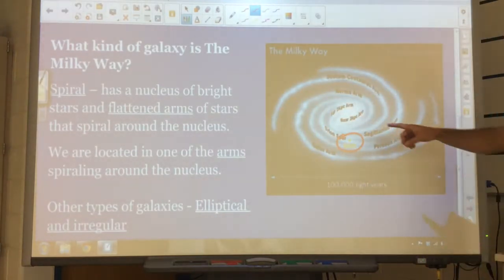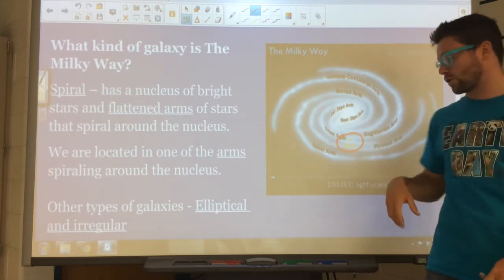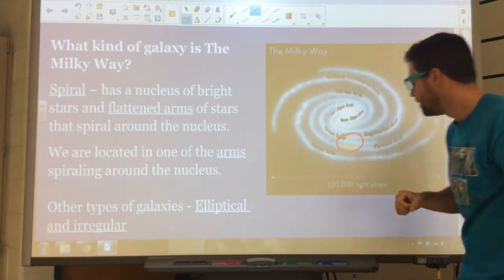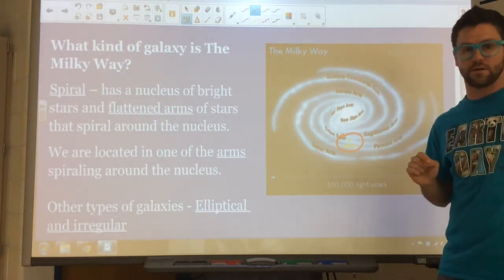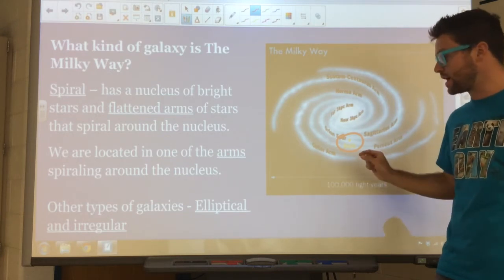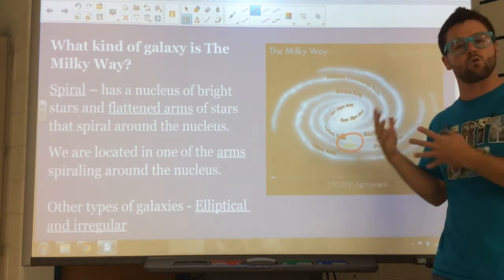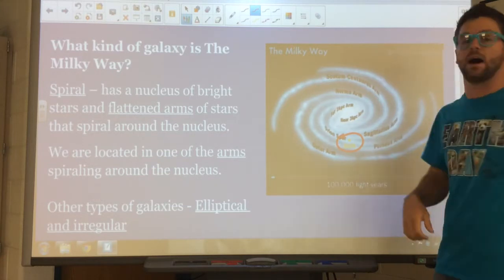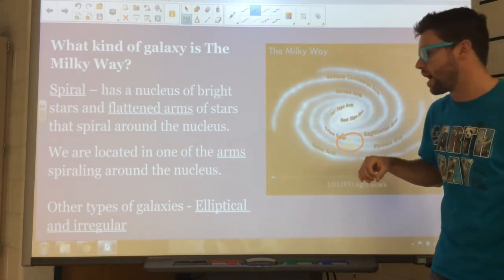We're located in one of the arms of these. We're located in the Orion Spur. Haha, Lake Orion, woohoo! The Orion Spur of the Milky Way galaxy. Pretty crazy that we can even fathom that we're right there, and we can figure that out. We're right on that arm of the Milky Way galaxy.